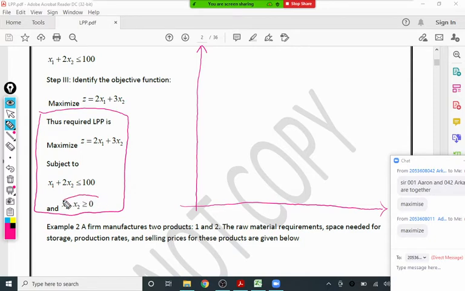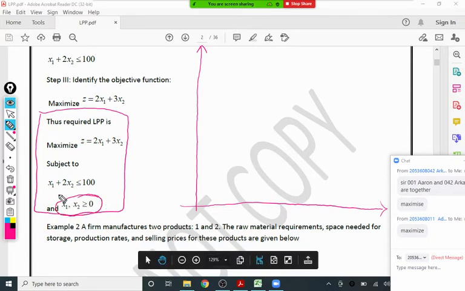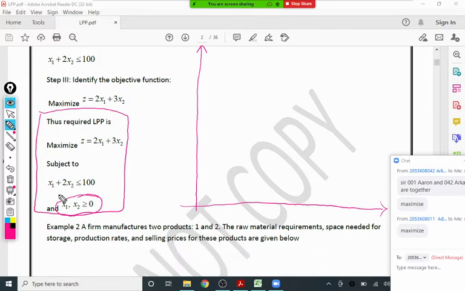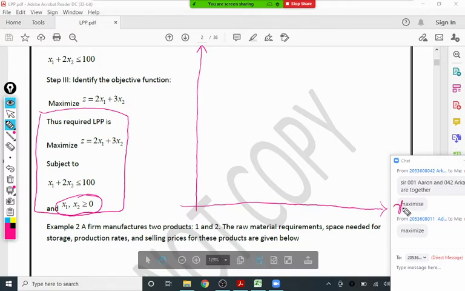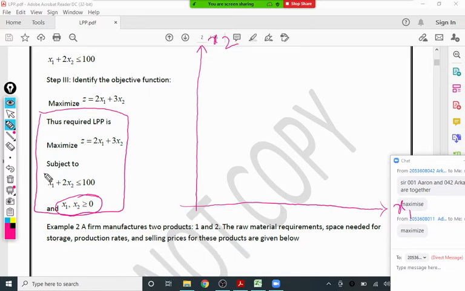This last condition, x1 and x2 greater than or equal to 0, always indicates that our graph is in the first quadrant, because both x and y are positive. That indicates the graph is in the first quadrant. Next, we have to draw this inequality.